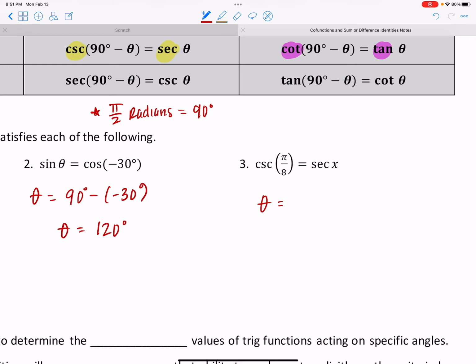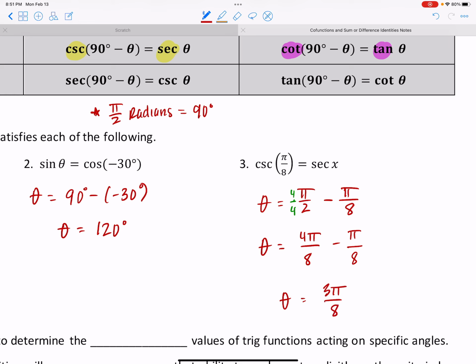So here we're going to go pi over 2 and subtract the pi over 8. Which means I need a common denominator. Not too bad. If I multiply my first fraction by 4 over 4, then I'm really trying to subtract 1 pi over 8 from 4 pi over 8. And 4 minus the 1 is going to leave me with 3. So the angle I'm looking for here is going to be 3 pi over 8.